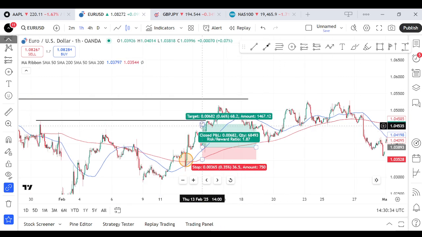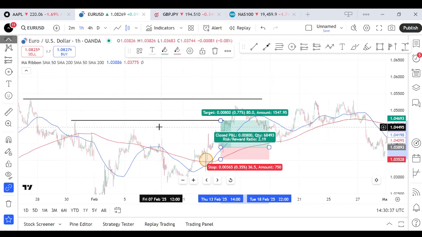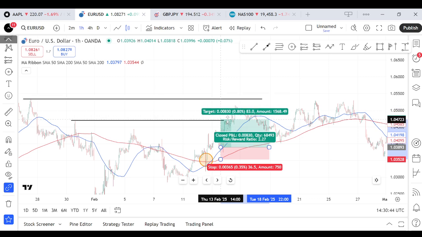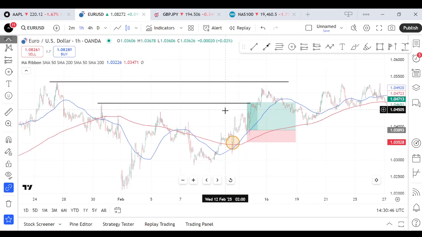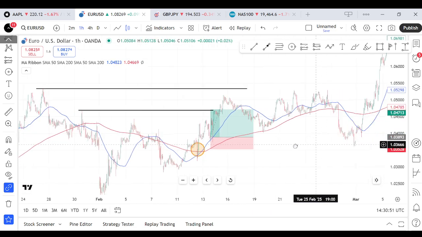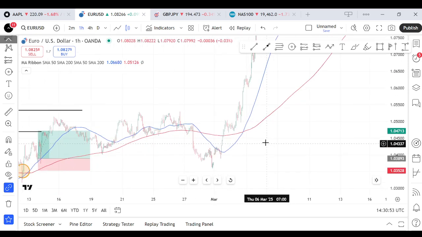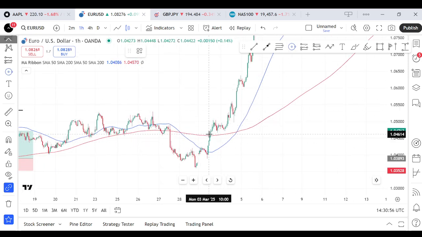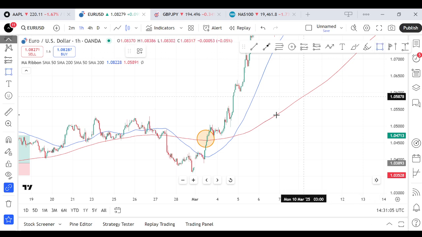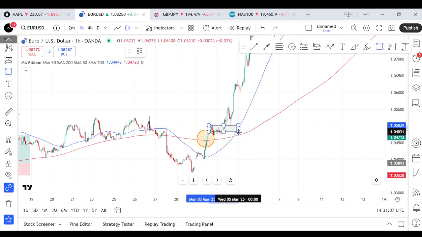Now, do not be greedy, always take partials when you get to resistance levels like this, because as you can see, price didn't exactly get to the extreme, but price got to this resistance level right here. So that's how I would have been able to take this trade using the EMA bounce strategy. So remember, the first step is that price should move above the 200 period EMA, and after moving above it, price should approach the 50 period EMA.